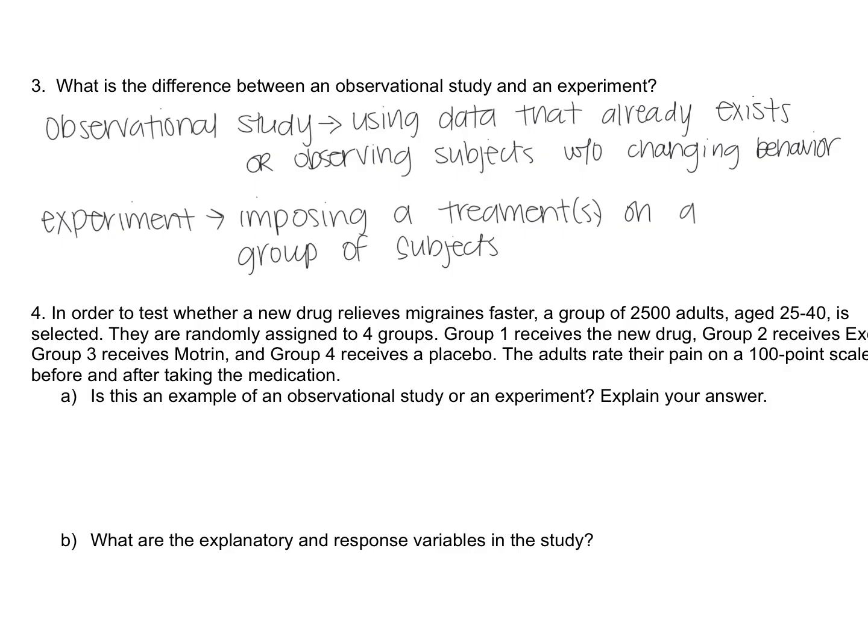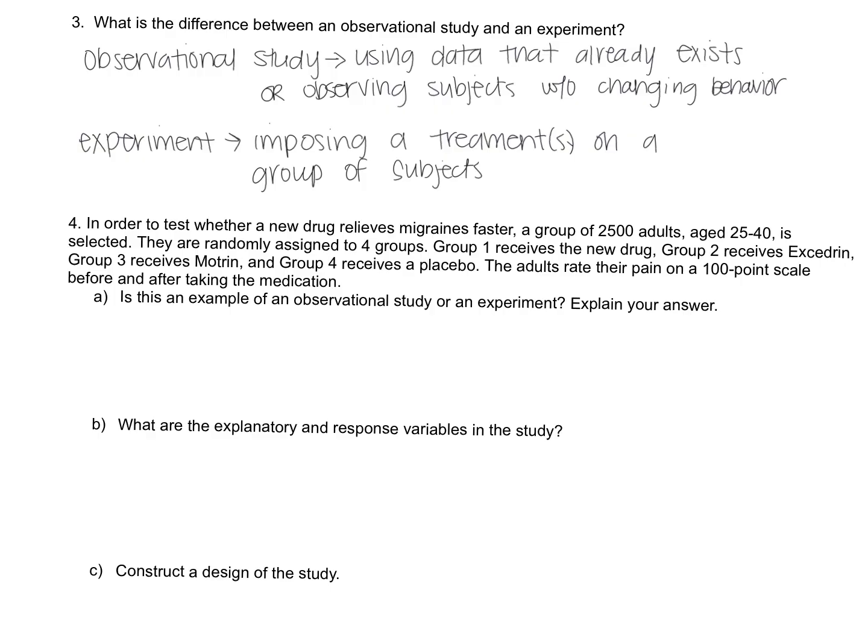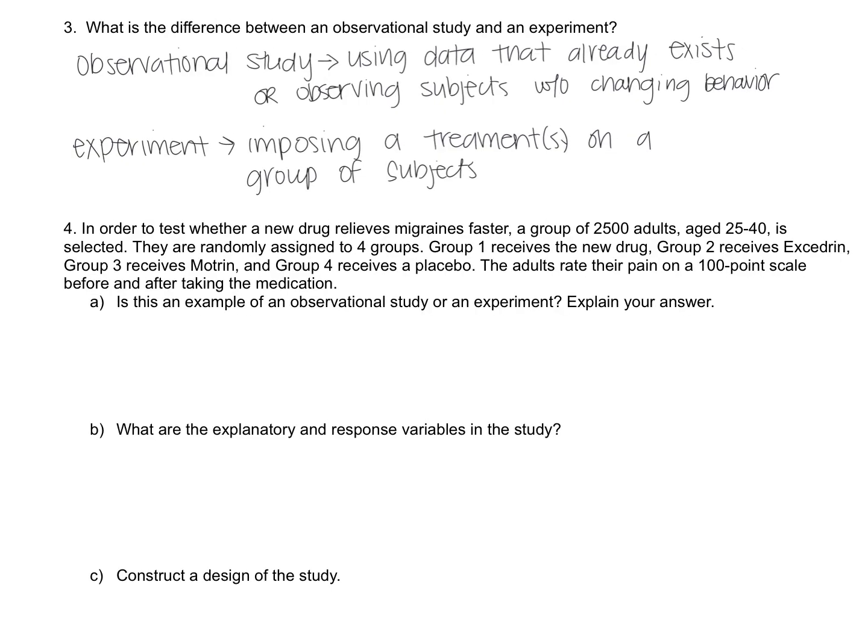And it can be multiple treatments. It doesn't just have to be one. So the next thing is we're going to look at an example. In order to test whether a new drug relieves migraines faster, a group of 2,500 adults aged 25 to 40 is selected. They're randomly assigned to 4 groups.